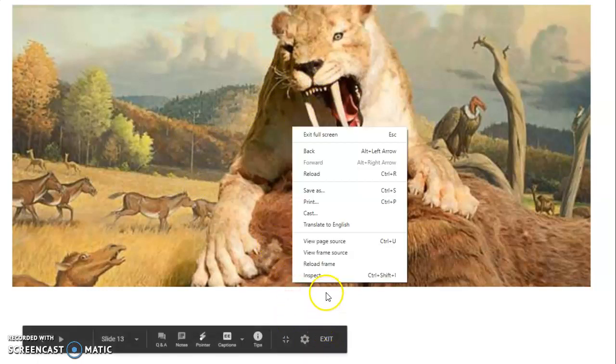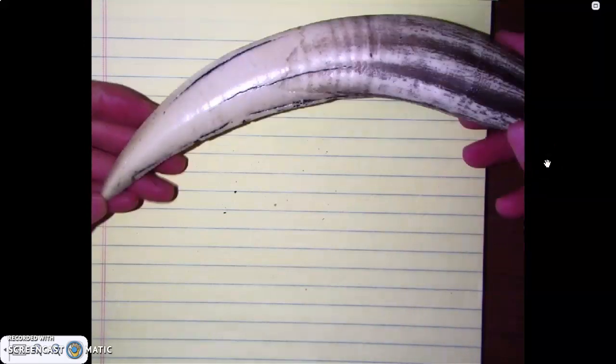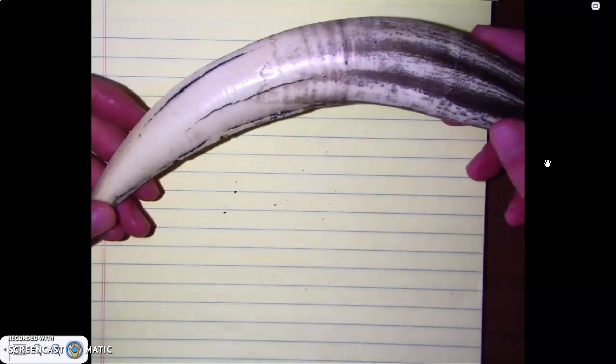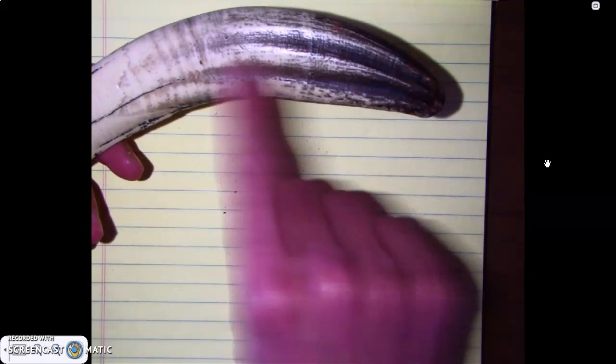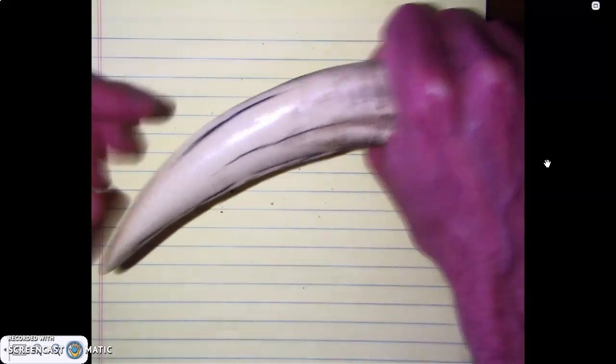And here I have a replica of a saber-toothed cat fang. It's very large. You can see how big it is compared to my hands. Here, this darker part, this is where the root of the tooth would be, and it would be firmly embedded in the jaw of the cat. There would be gum here holding it in.